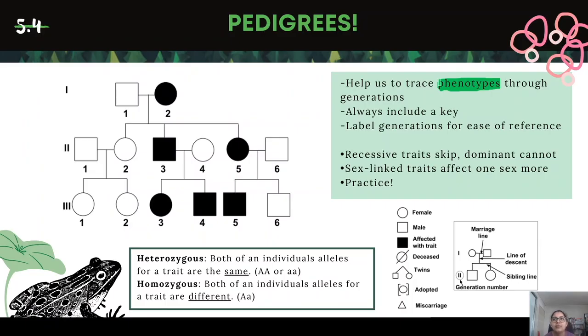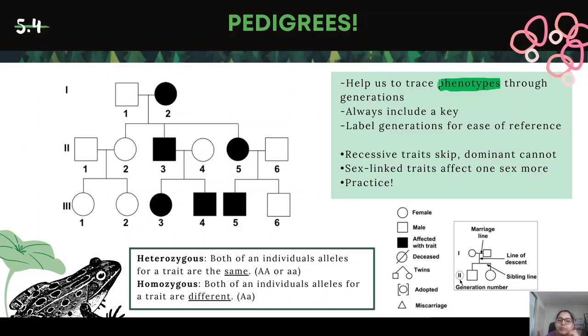I might think of pheno as like face. You can see it. A very basic example, but maybe one way to think about it. But remember, it does not only have to do with the face, it can also have to do with different conditions that are passed in families, like different diseases as well. But yeah, it helps us see how phenotypes are being traced through generations. We always want to include a key, and you want to label generations for ease of reference.